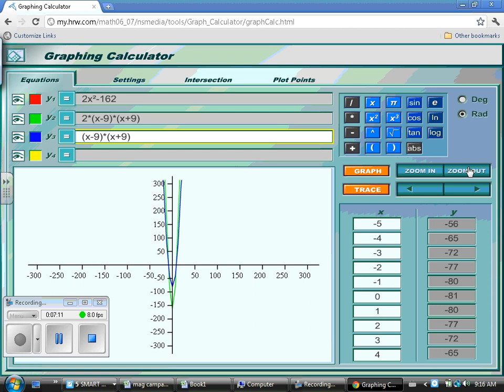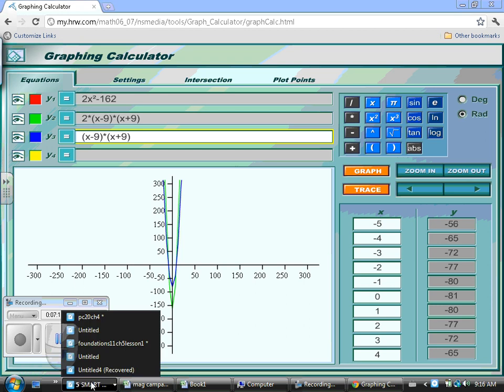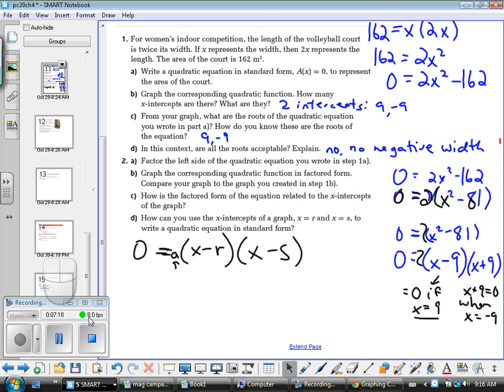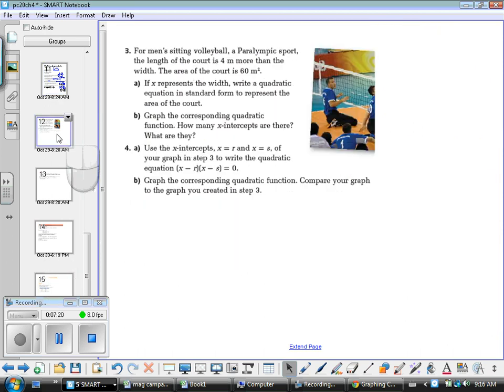Okay, so let's just continue with the lesson here. Next page. For men's sitting volleyball, a Paralympic sport, the length of the court is 4 more than the width. The area of the court is 60. If x represents the width, write a quadratic equation in standard form to represent the area. So we have the width equaling x, and we know the length is 4 more than that.